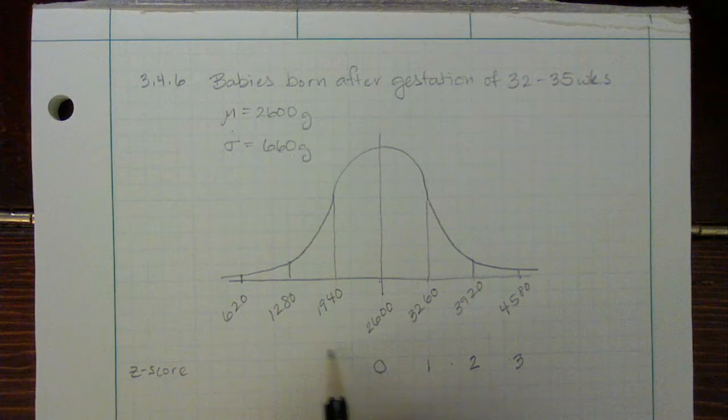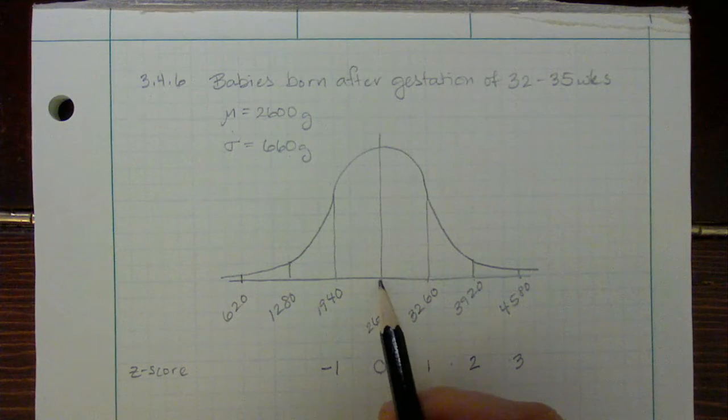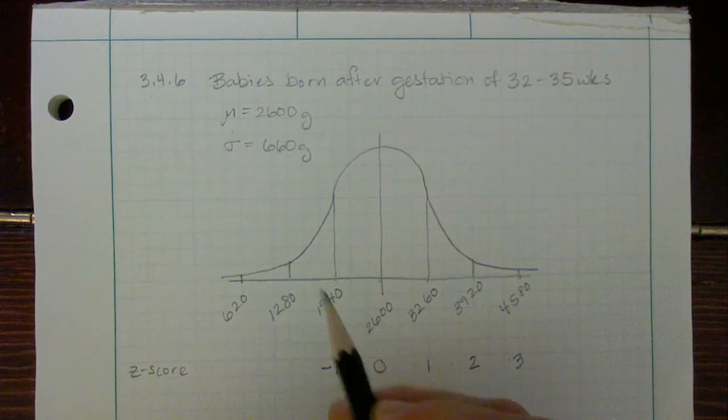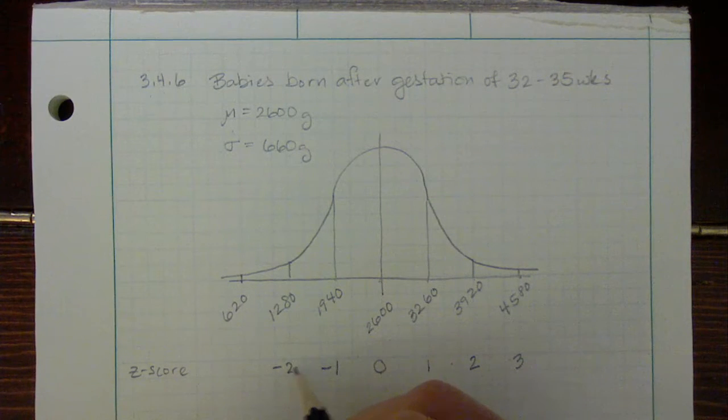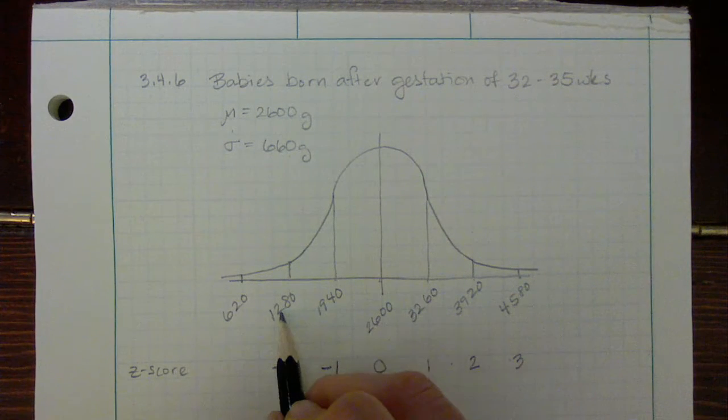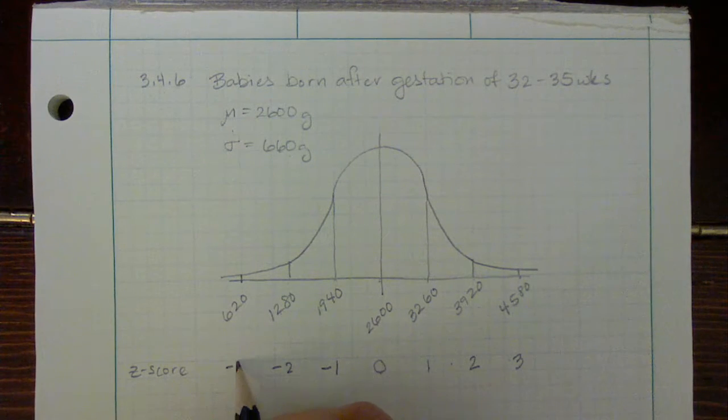As I go downward to the left side here, I have a z-score of -1 corresponding to 1,940 because I'm 1 standard deviation below the mean, and a z-score of -2 corresponding to 1,280, 2 standard deviations below the mean, and a z-score of -3 corresponding to 620, which is 3 standard deviations below the mean.